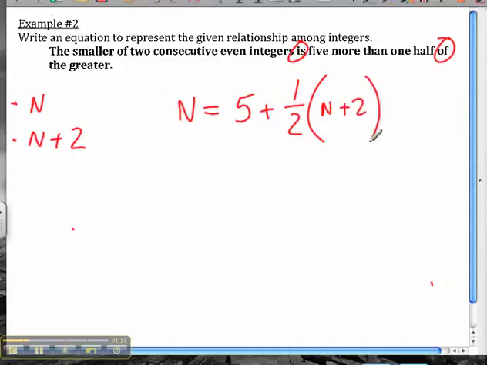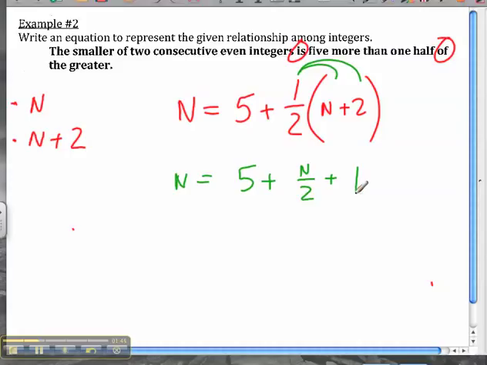Now, it doesn't ask us to solve, guys, but let's solve it. Before we ever solve, we always simplify. Looking at this right side, I've got to distribute this fraction. So I'm going to get n is equal to 5 plus n over 2, or 1/2 n, plus 1. Now, I don't really like working with fractions. I'm happy to work with them, I can, but I'd like to simplify this.